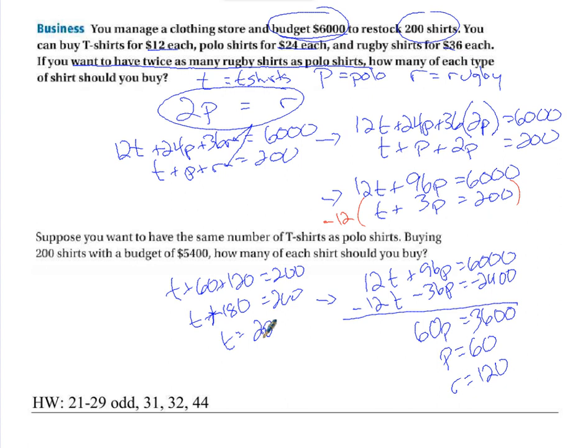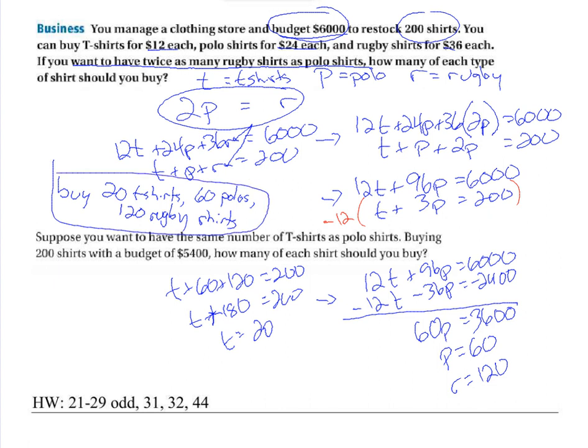And now that we've done that, we can write our answer. This is not an ordered triple. This is a story problem, so we have to actually answer the problem. Buy 20 t-shirts, 60 polo, and 120 rugby. There's your answer.